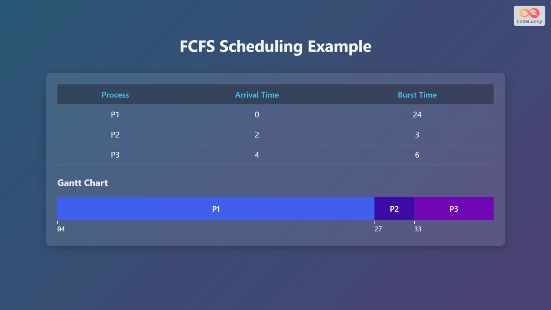Now let's visualize this using a Gantt chart. Process 1 occupies the central processing unit from time 0 to 24. Process 2 then runs from time 24 to 27. Process 3 then completes the schedule from time 27 to 33.